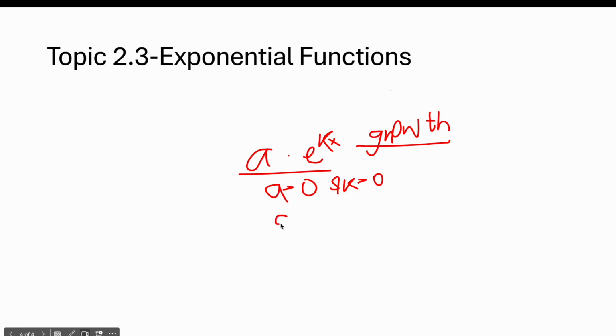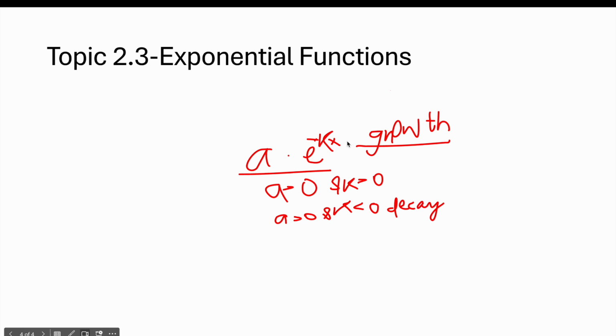But when a is greater than 0 but k is less than 0, that immediately defines the whole function as a decay function, since the exponent will necessarily become negative kx.